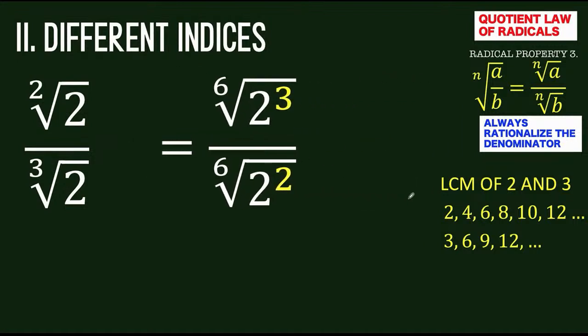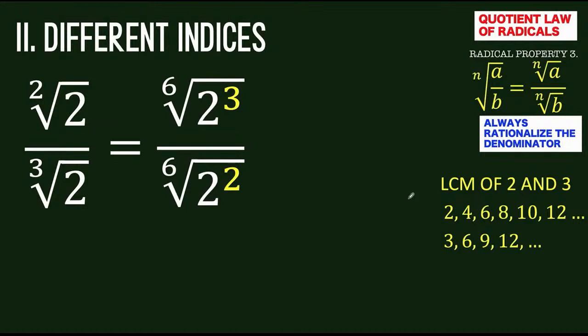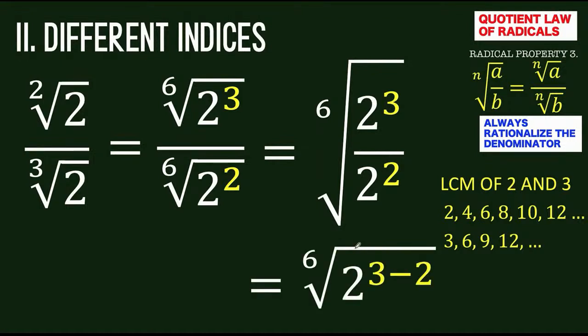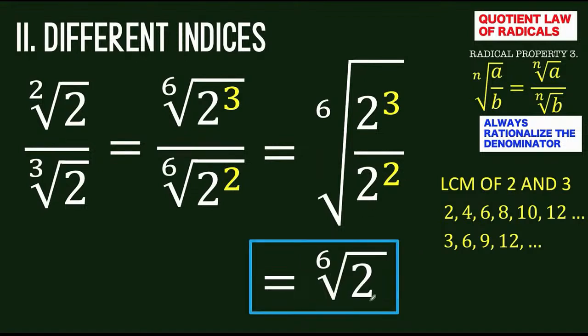Since their indices now are the same, we can now apply the quotient law of radicals and write them as one radical. So we have the 6th root of 2 cubed over 2 squared. So applying the quotient law of exponents, to divide 2 cubed by 2 squared, we copy the common base 2 and subtract the exponents 3 and 2. And so the final answer is the 6th root of 2.